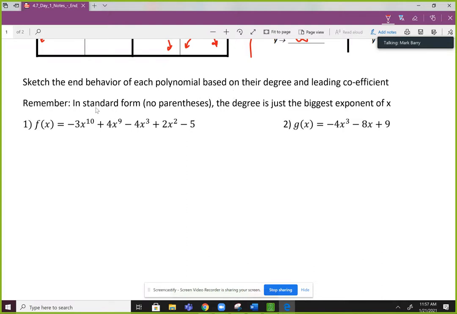All right, in standard form, the degree is the biggest exponent of x, okay? So for number 1 here, I'm going to say that this one is degree 10. Why is it degree 10? Because the biggest exponent is a 10. I'm going to remind myself that that's an even number, correct?